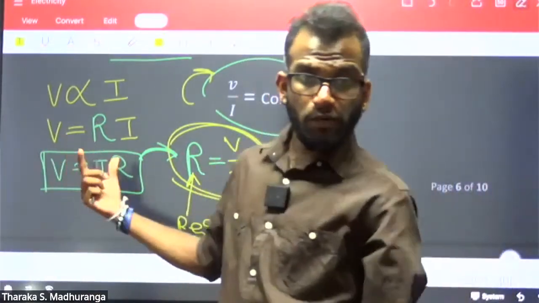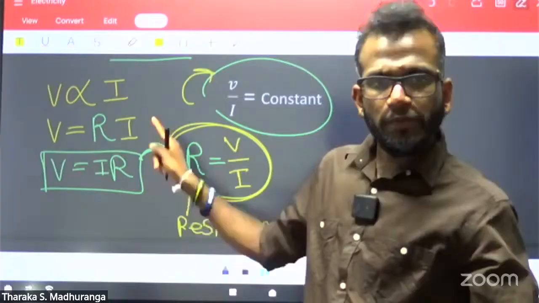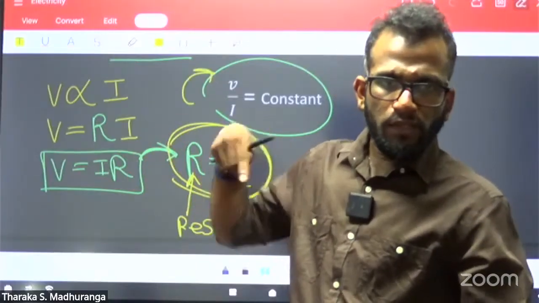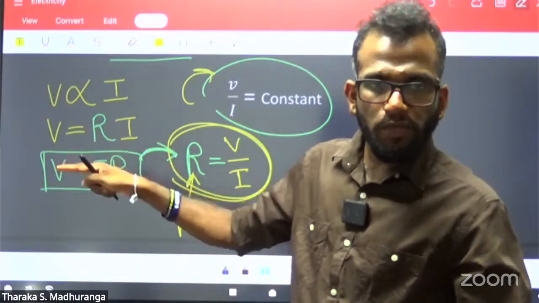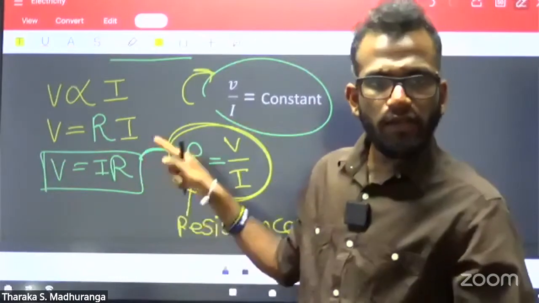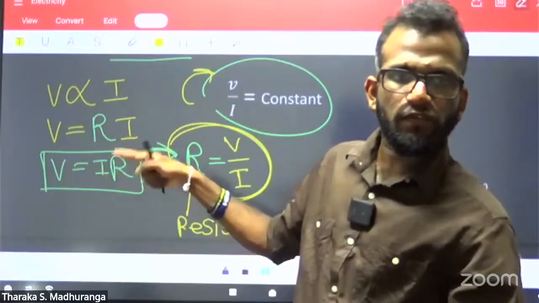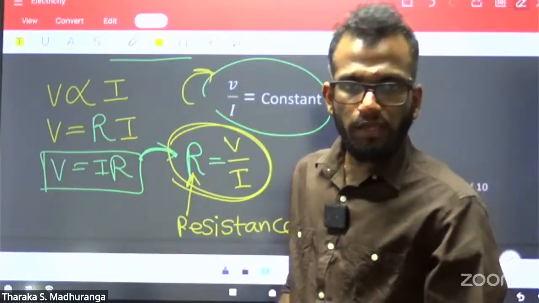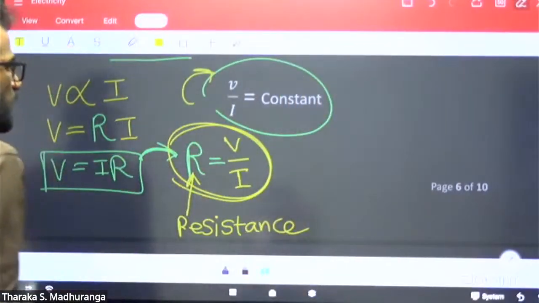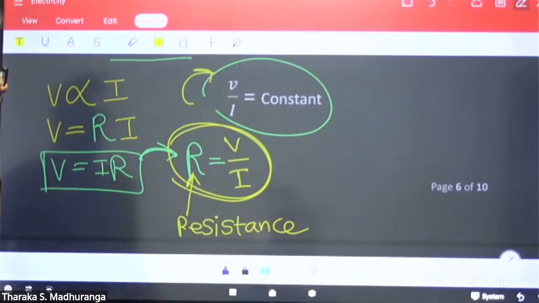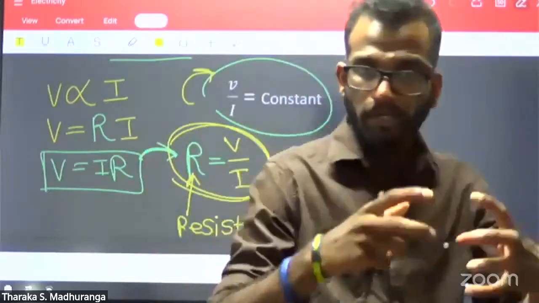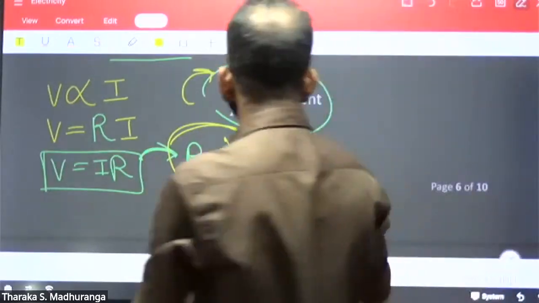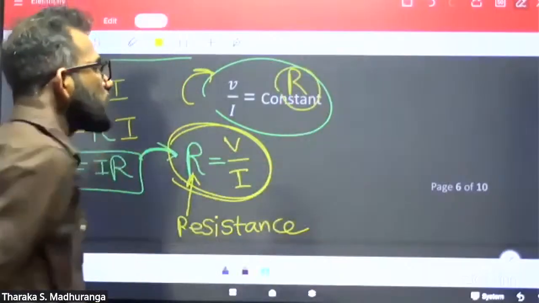Very simple thing. According to Ohm's law, V is directly proportional to I. Then I remove this proportional mark by adding an equal mark. Then V equals RI comes. The same equation I converted into V equals IR. Then R equals V over I. This is a constant that depends on the material type. The R we call the constant.